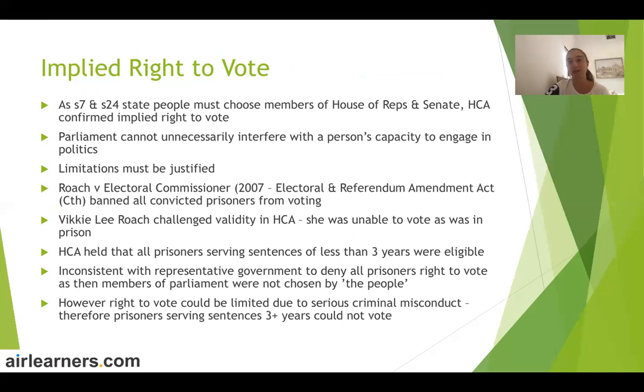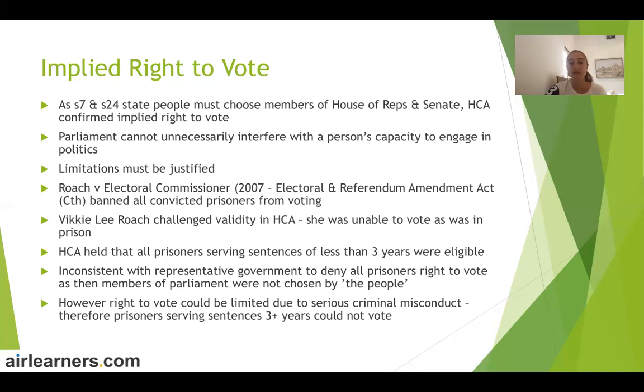The second implied right that is a limit on Parliament that the High Court has confirmed from the text and structure of the Constitution is the implied right to vote. So because we need to be able to choose members of the House of Reps and the Senate as per Section 7 and Section 24, there is an implied right to vote. And so Parliament cannot interfere with our ability to engage in politics and choose representatives who best reflect our views and values in Parliament.